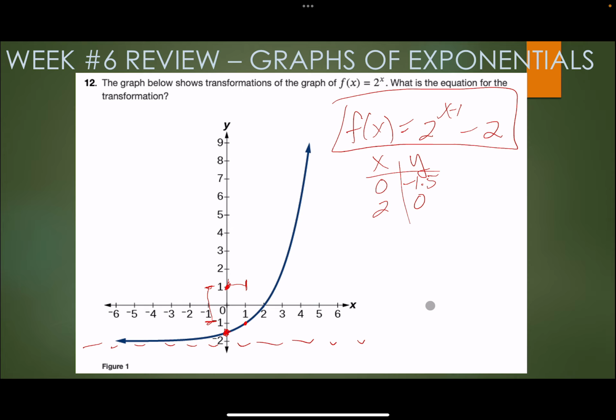So I'm going to do that on my computer. I'm not going to be able to show that on my iPad because I don't have Desmos on my iPad. But if we put those points in, 0, negative 1.5, and then put in 2 and 0, just like I showed you in class, then you're going to go to the regression and do an exponential regression.